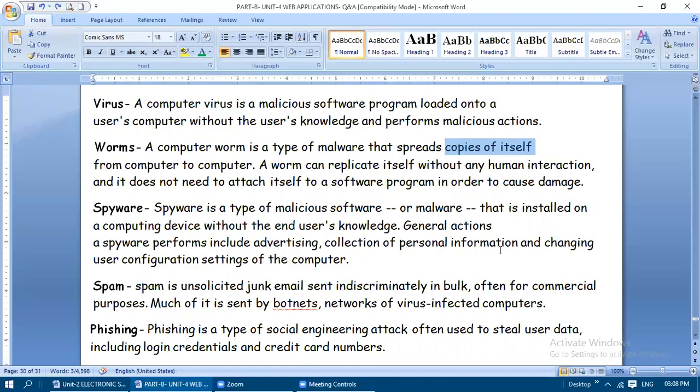It will collect the personal information, which is also sensitive information of users, and change user configuration settings on the computer. Computer users' configuration settings are also going to be changed by the spyware.